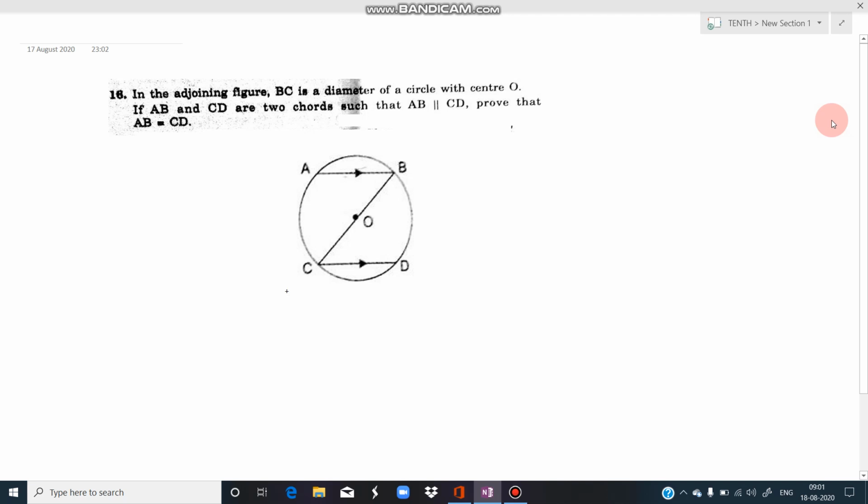Now students, in this question we are given a circle in which this BC is the diameter, O is the center, AB and CD are two chords which are parallel.